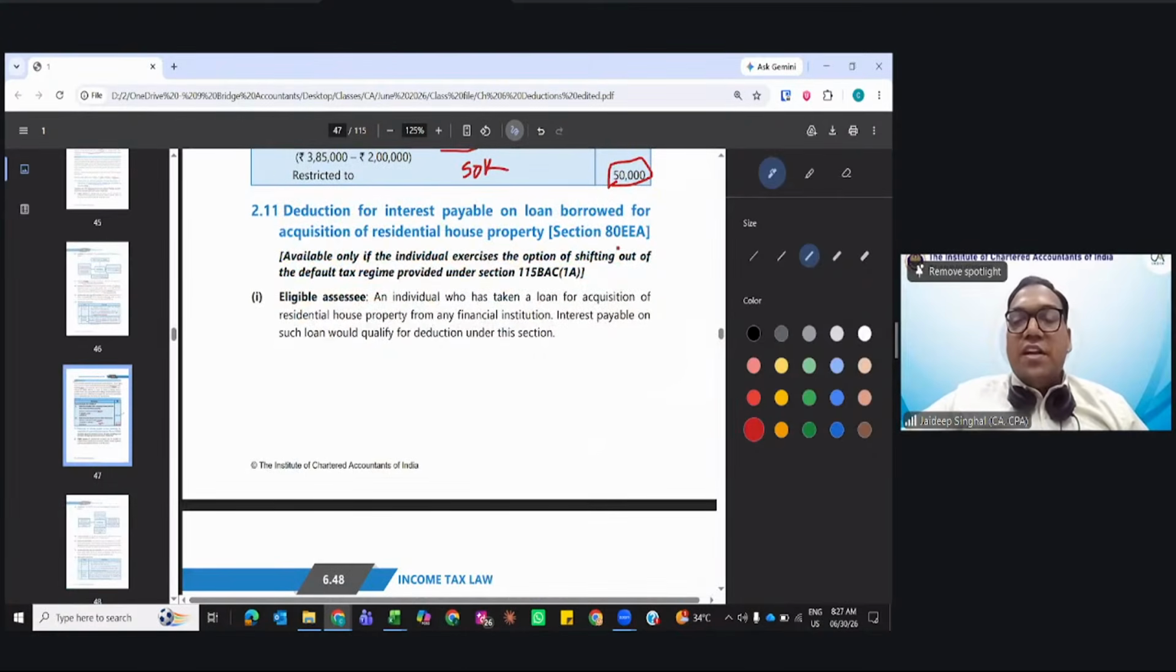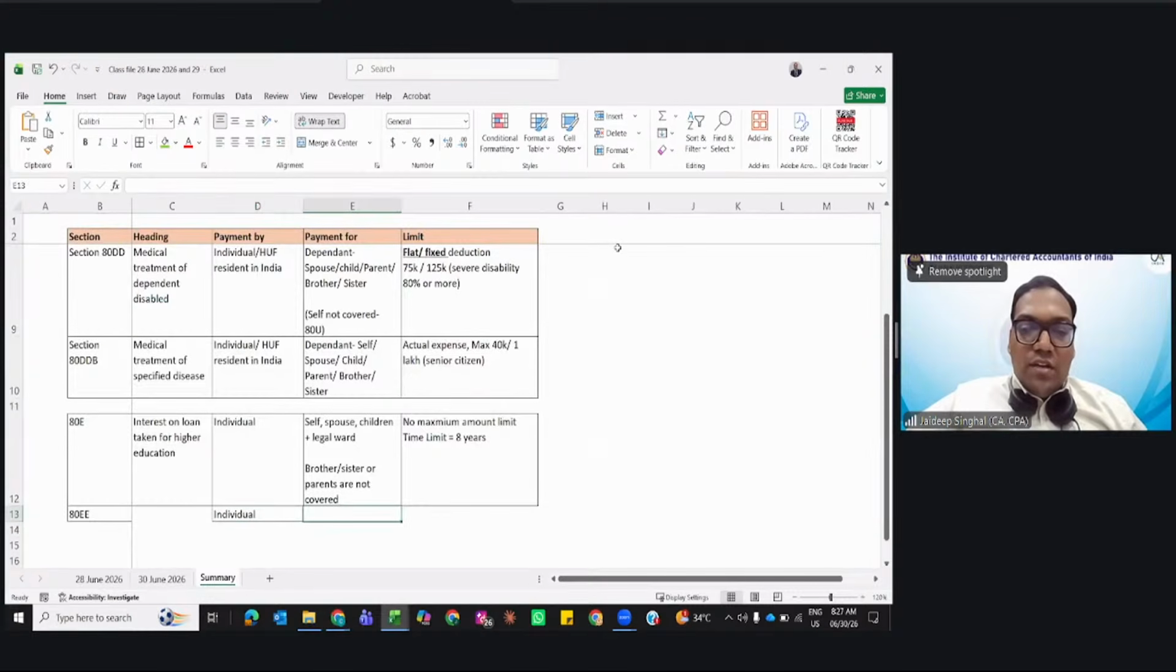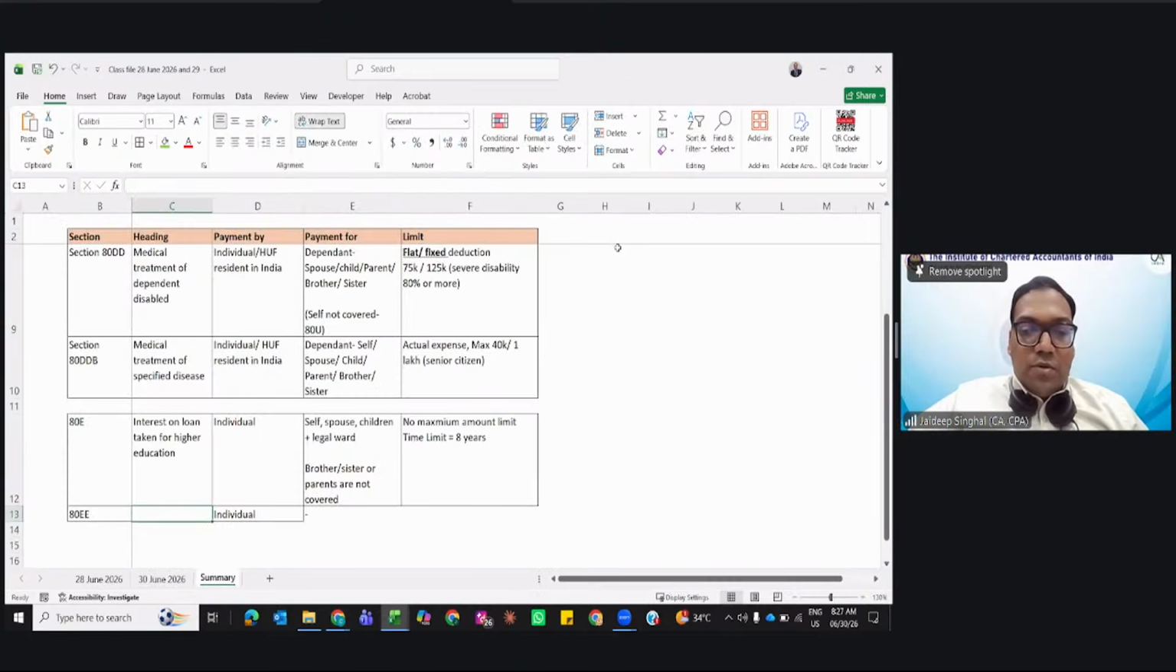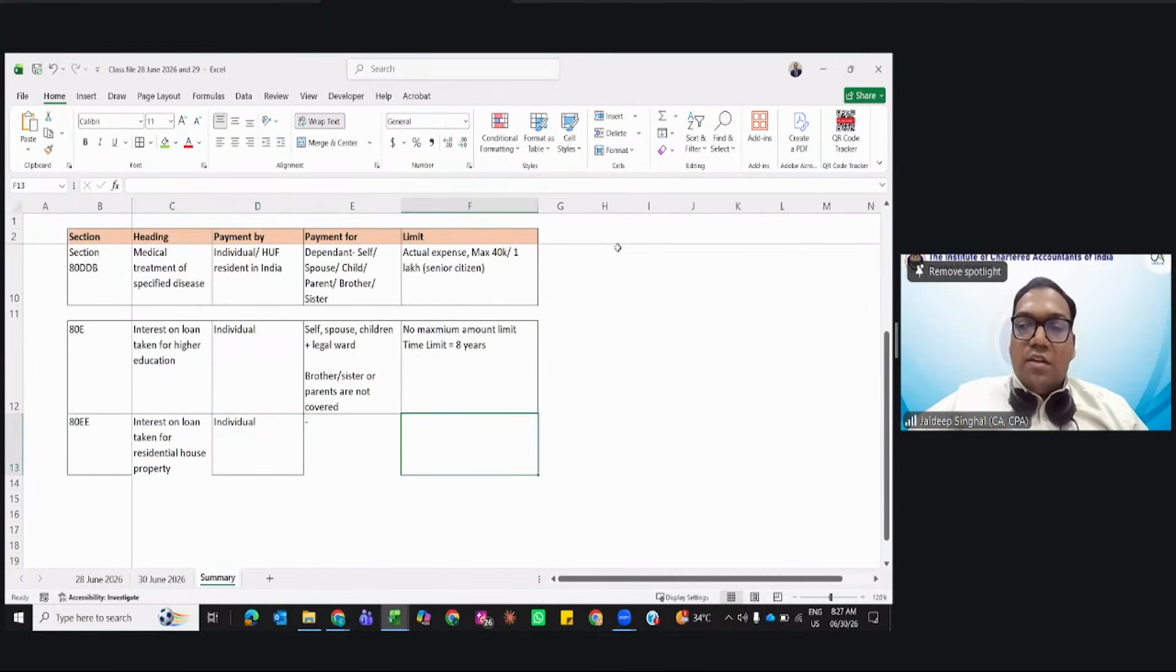The next section is very much related. Let me write the note here. It is for the interest on loan taken for residential house property. It is not a payment for anyone, right? There is no maximum limit here... sorry, a 50K maximum limit is there. No time limit for loan repayment. Let me write here, no time limit of 8 years.